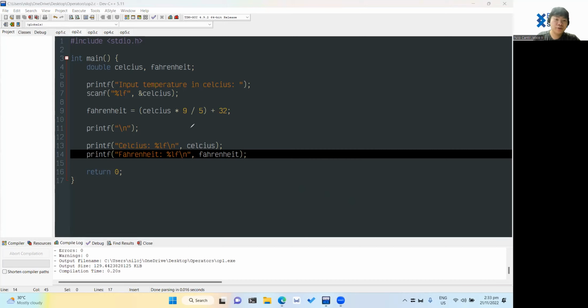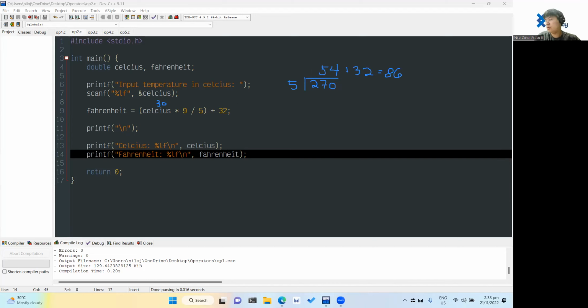So let's say we have 30 degrees Celsius. So that is 30 here. So 30 times 9, that is 270. And then now we're going to divide it by 5. So what is 270 divided by 5? That is 54. And then 54 plus 32, that is 86.